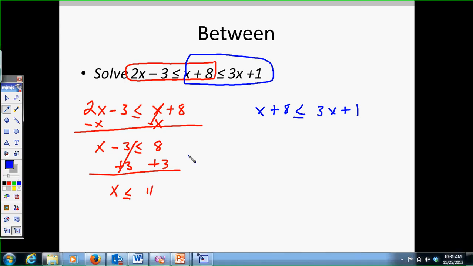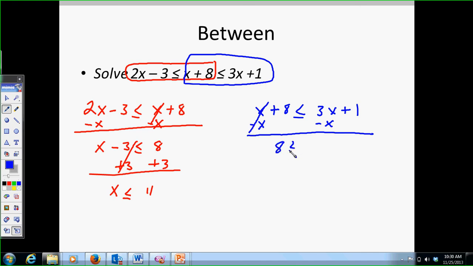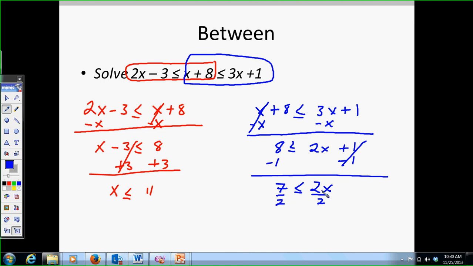Now over here, I'm going to decide to keep my variables on the right because, again, this keeps my variables positive. I like to do that. Bringing the rest down, 3x minus x is 2x. Then plus 1, bringing that down. Subtract 1 from each side. This cancels, and I get 7 less than or equal to 2x. Divide by 2 on each side. This cancels.